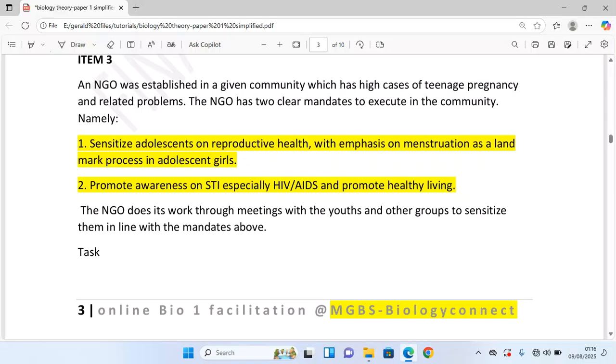For instance, here we have an NGO that was established in a given community which has high cases of teenage pregnancy and related problems. The NGO has 2 clear mandates to execute in the community, namely to sensitize adolescents on reproductive health, with emphasis on menstruation as a landmark process in adolescent girls, and then to promote awareness on STIs, especially HIV/AIDS, and promote healthy living. Those are the 2 major scenarios. That's why I highlighted them. And the NGO does its work through meetings with the youth and other groups to sensitize them in line with the mandate above.